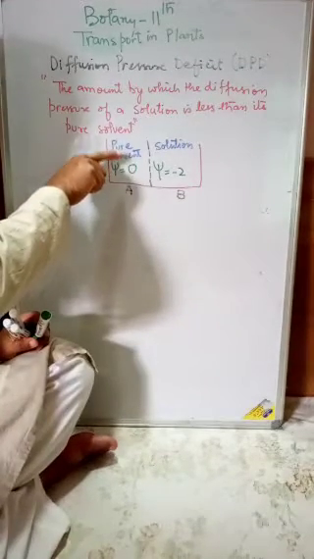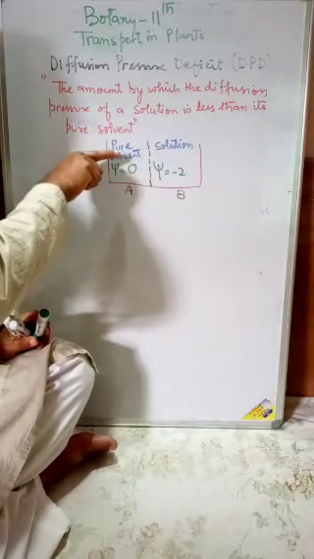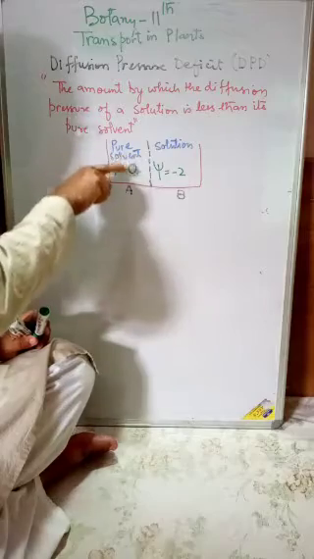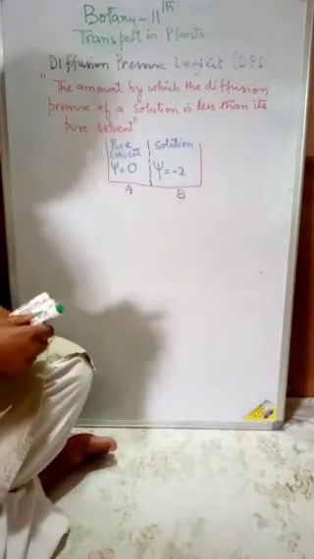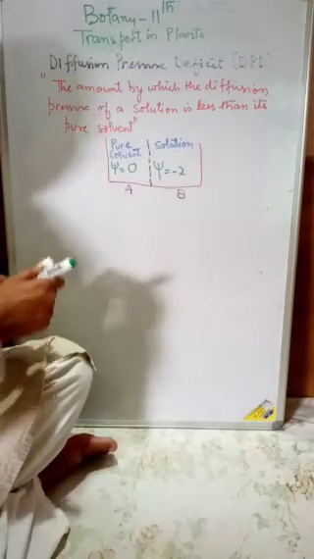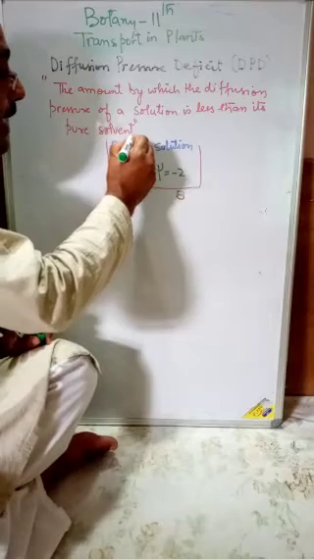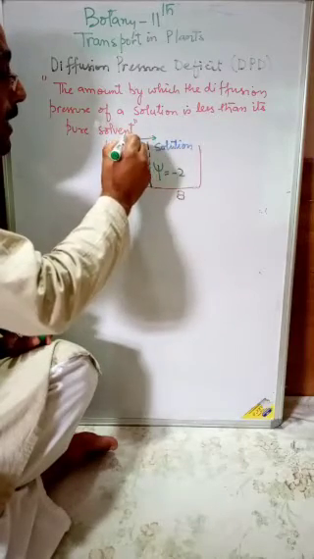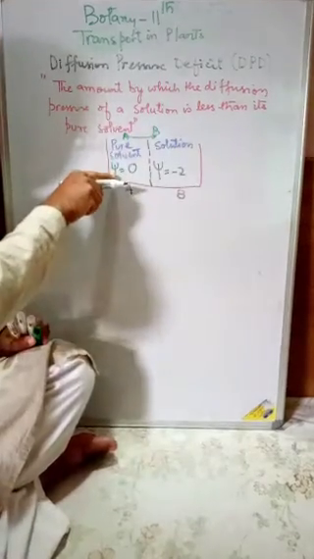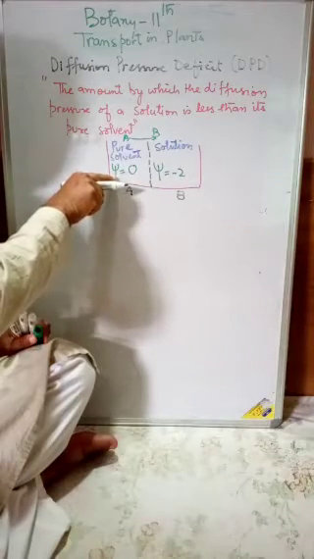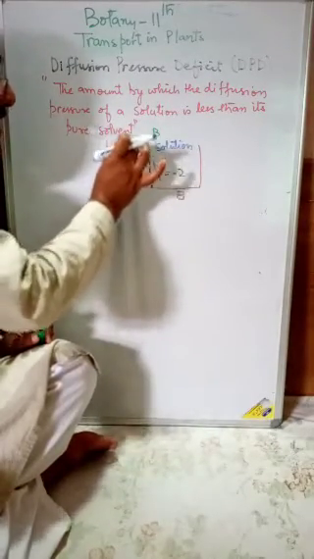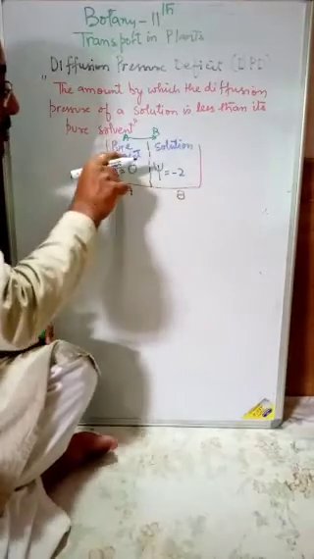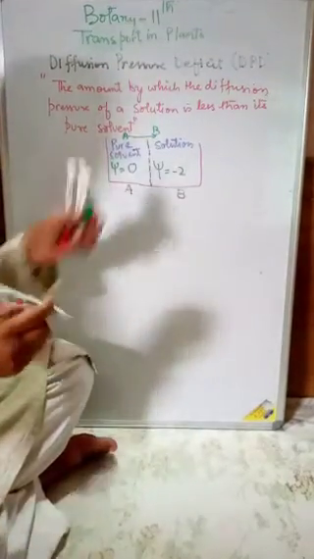Now this pure solvent has high water potential, and in B the water potential is less, it is less than 0. So water will flow from A to B, because the water potential of A is greater than that of B, or we can say the water will move from A to B because the concentration of pure solvent is greater than this solution.